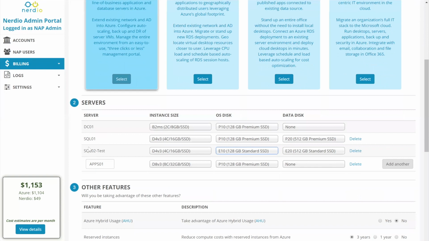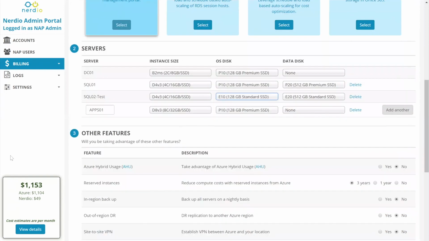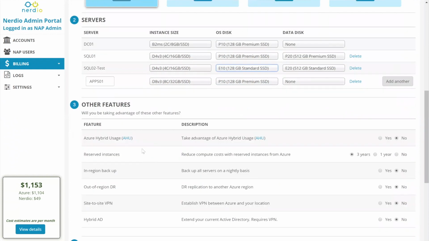Once you're done selecting servers, you move on to the sections that we call other features. These are common things that get enabled when you are deploying the line of business server use case. So the first thing is this Azure hybrid usage. And you'll recall Azure hybrid usage is the right for you to not pay Microsoft for the OS license when you're running an Azure VM in Azure.